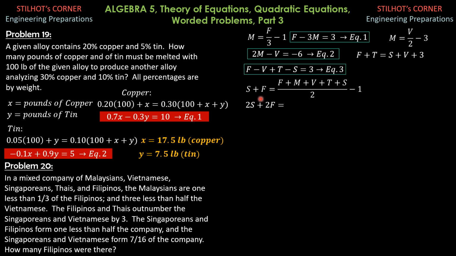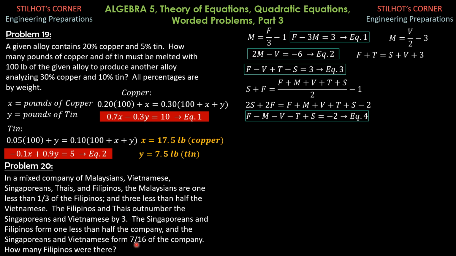So 2S plus 2F equals F plus M plus V plus T plus S minus 2. Simplifying further, 2F minus F is F, minus Malaysians, minus Vietnamese, minus Thais, plus Singaporeans, 2S minus S is S, equals negative 2. Call that equation 4: F minus M minus V minus T plus S equals negative 2.